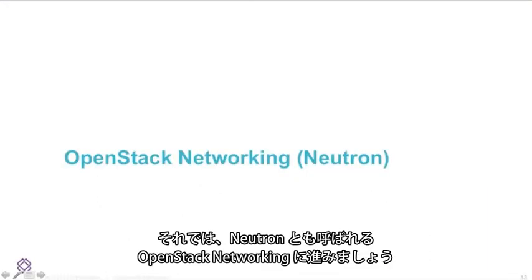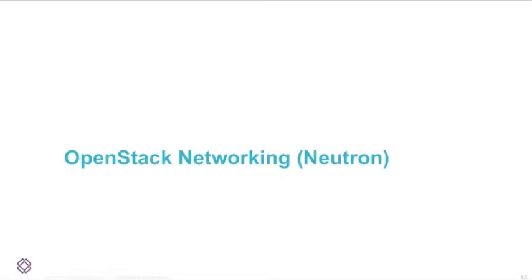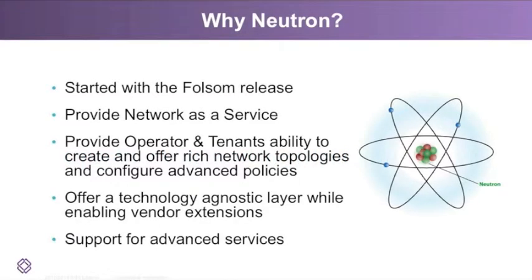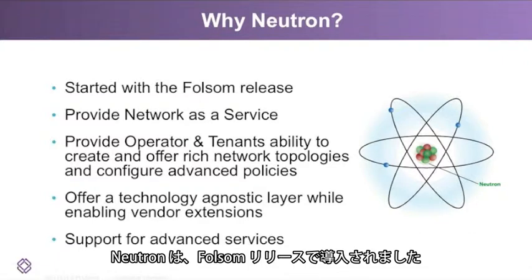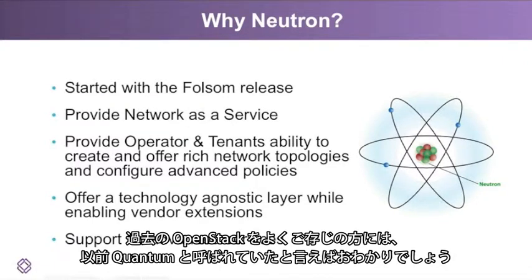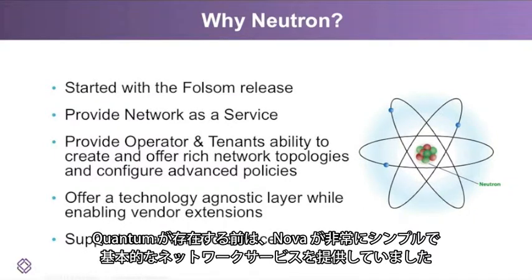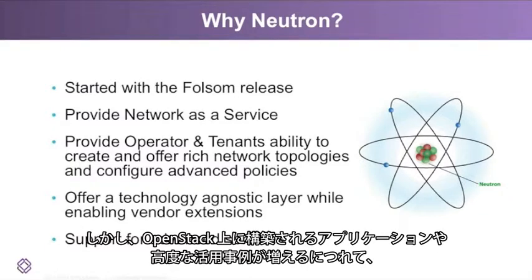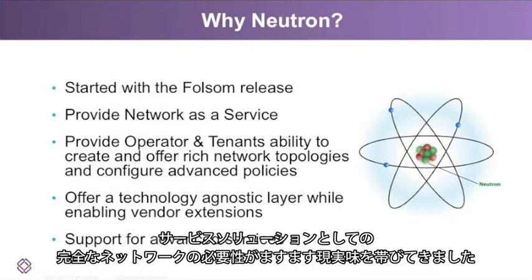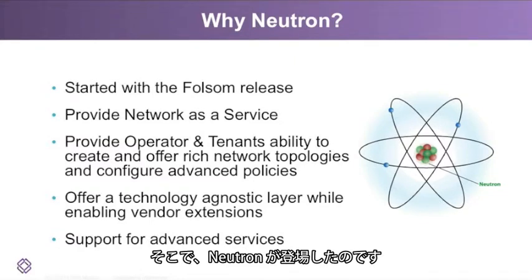Let's now move to OpenStack networking, also known as Neutron. Neutron was introduced with the Folsom release. For some of you that have been familiar with OpenStack in the past, it was previously known as Quantum. Before the existence of Quantum, Nova was the one providing very simple and basic network services. But with more applications and more advanced use cases being built on top of OpenStack, the need for a thorough network as a service solution became more real. And that's where Neutron came into the picture.